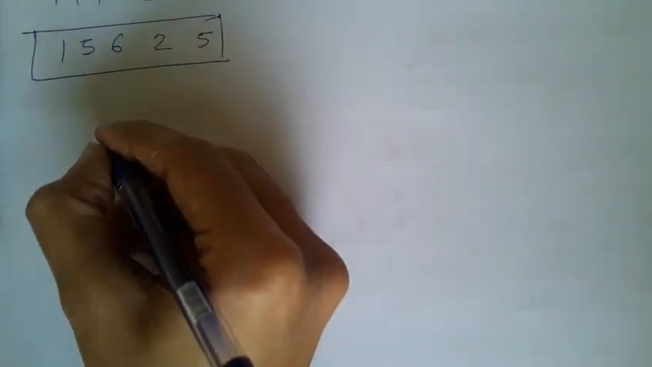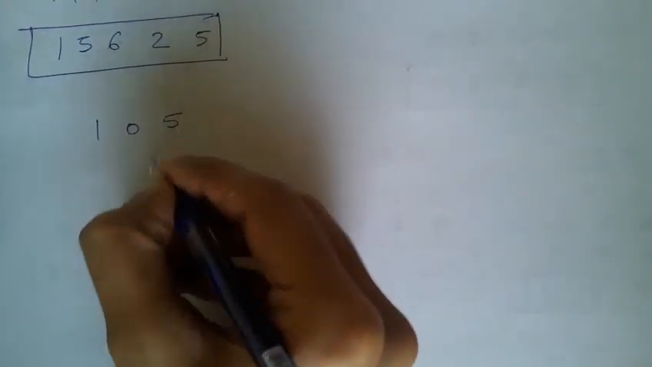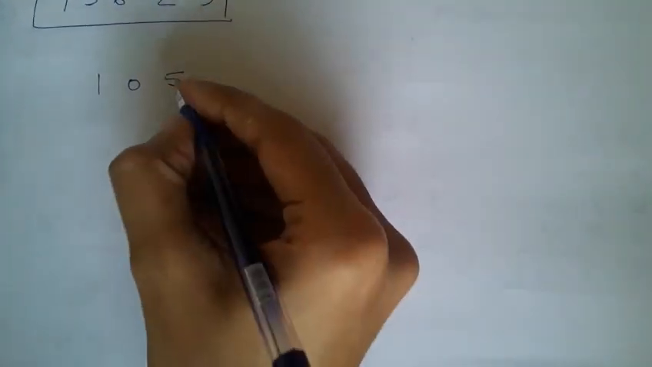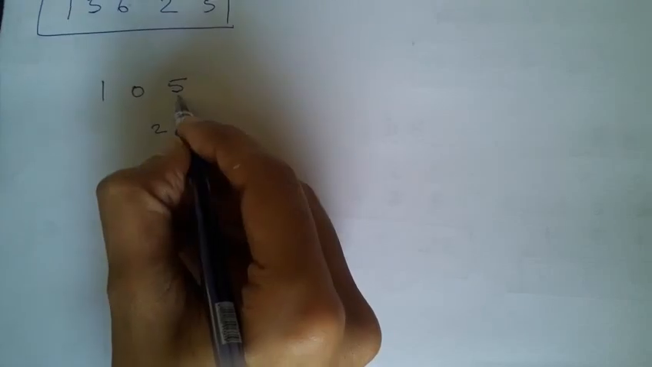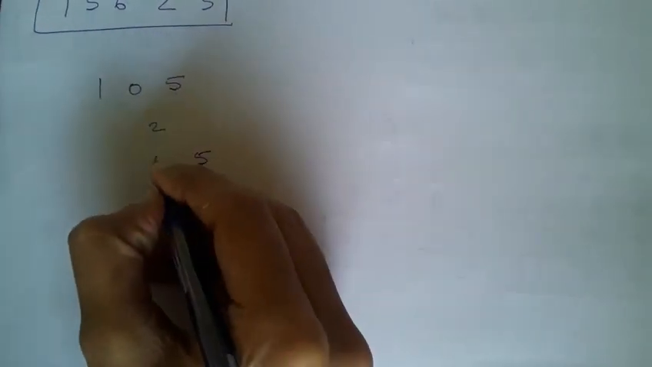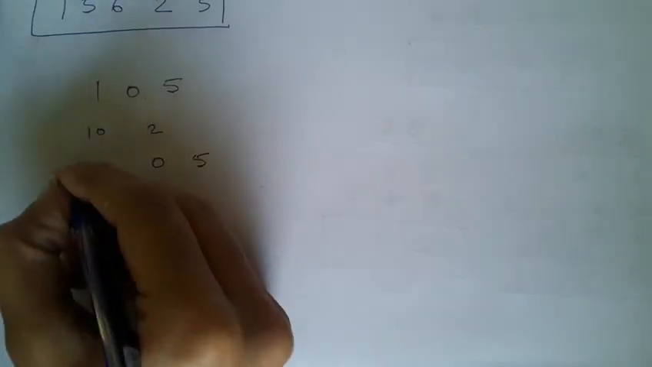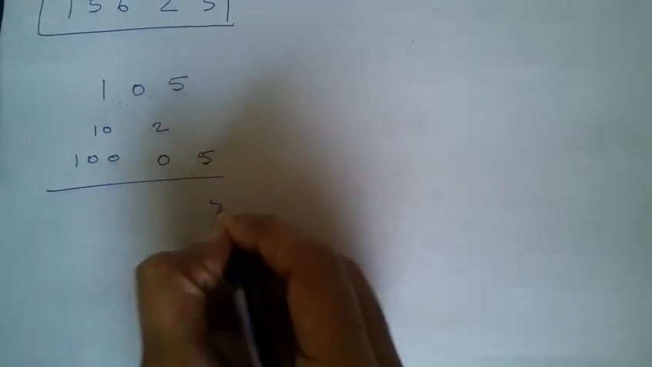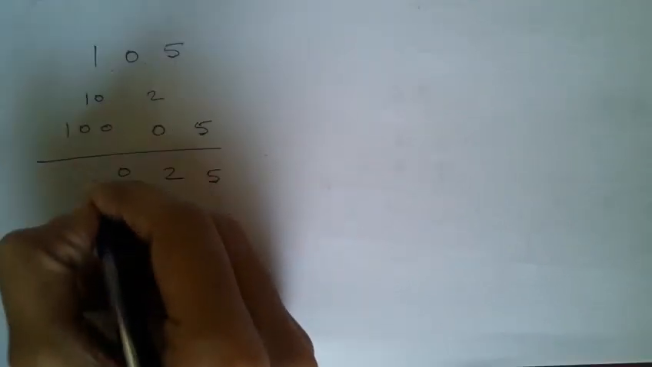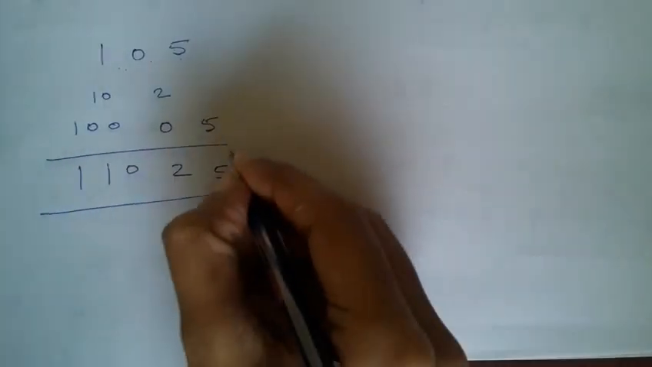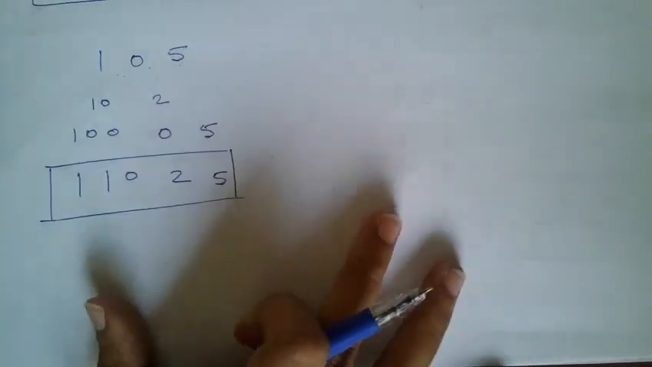The next example is 105. We'll apply the same procedure. The square of 5 is 25, 2 will be carried. 10 into 5 is 50, 50 into 2 is 100, 0 will be written, then 10 will be carried. The square of 10 is 100, we'll write 100 and then add it. 5, 2, 0, 1 and 1. 11025 is the square of 105.